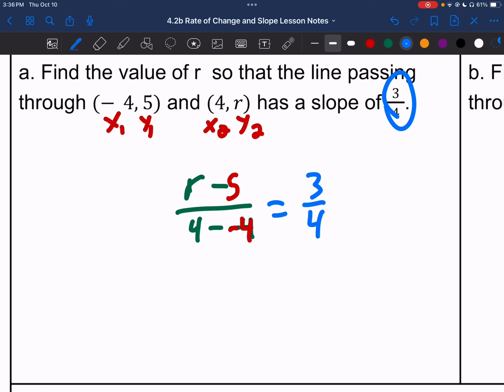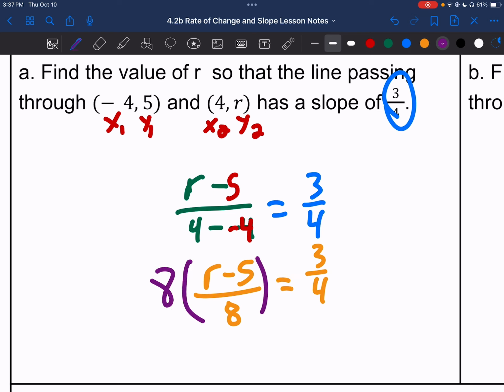So now we need to cross multiply in order to solve this. Well, first let's do our simplification. We have r minus 5 over 4 minus -4, which is 8, equals 3/4. Now we're going to cross multiply. Nope, we're not going to cross multiply. We don't need to cross multiply. We just need to multiply both sides by 8. I'm getting ahead of myself on the problems.